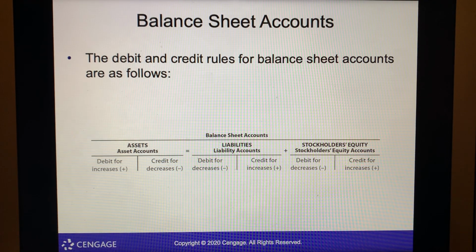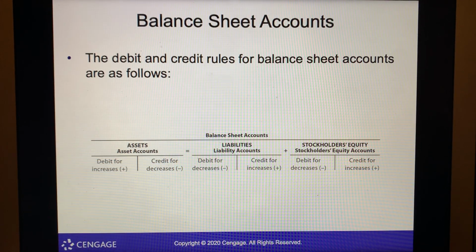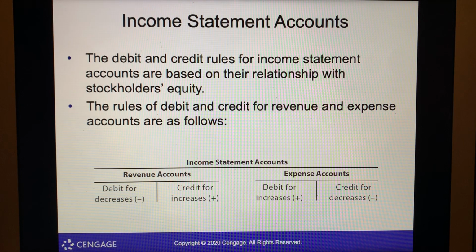Stockholders' equity: a debit decreases and a credit increases. Now, on the income statement, these are sometimes referred to as contra accounts. Okay, the rules for them: revenue. A debit is a decrease and a credit is an increase. On the expense side, a debit increases and a credit decreases.